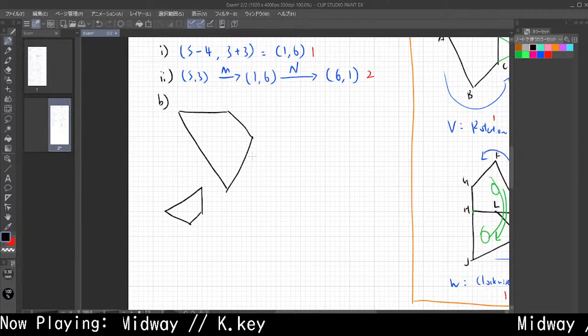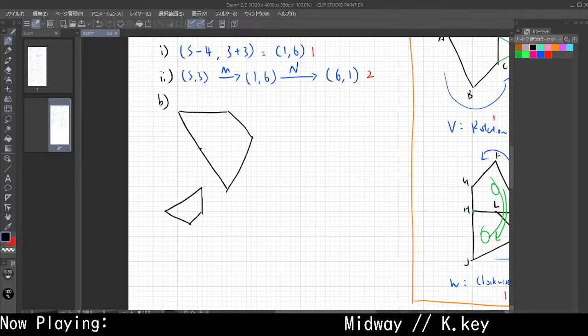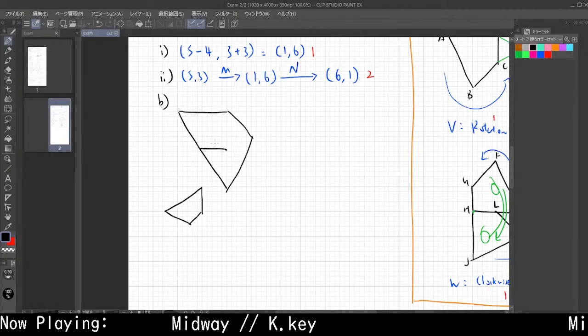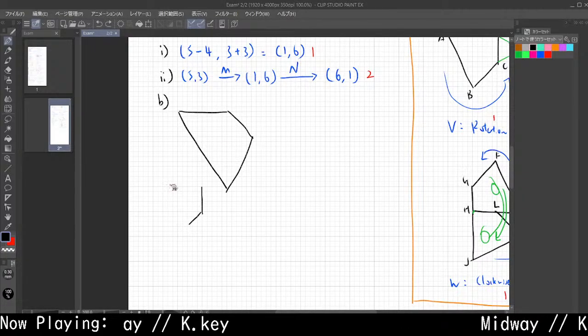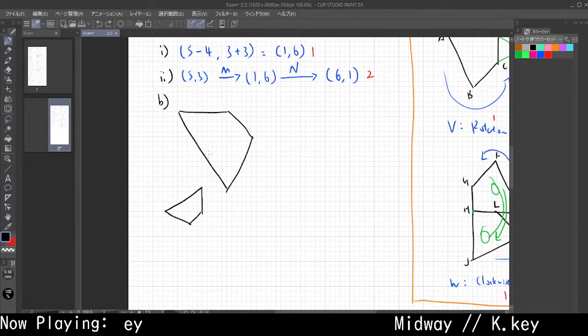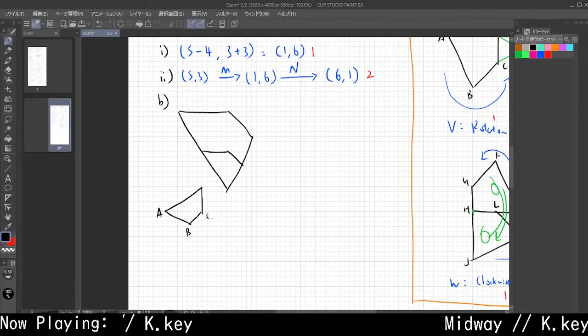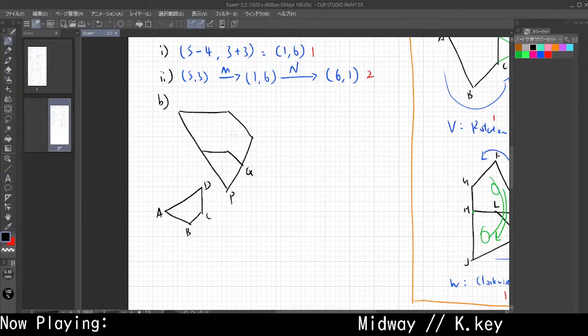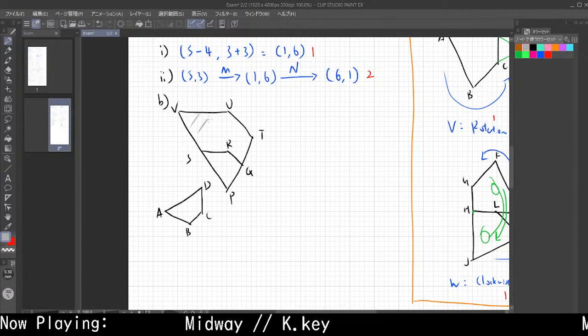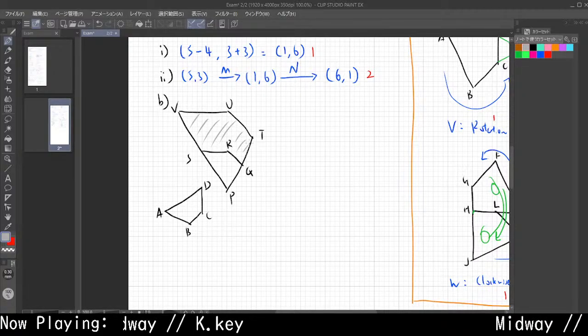And then the halfway point for this is roughly around here. So it should actually be on the line now. Okay, then just connect roughly. So ABCD, PQRS, PTUV, and then the grey part is the shaded area.